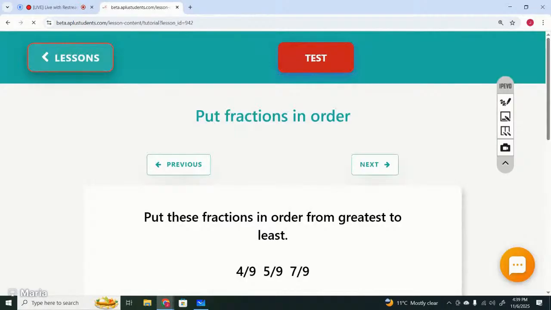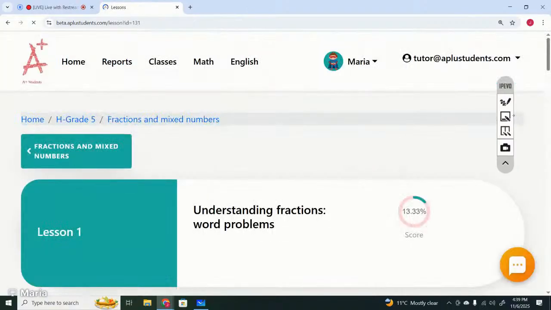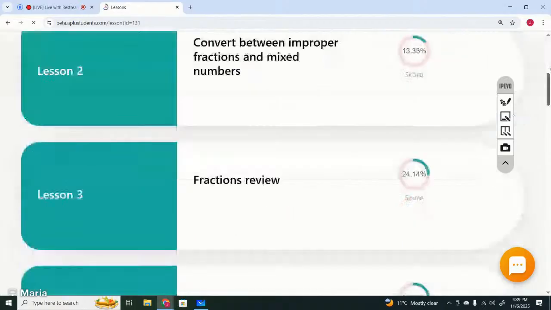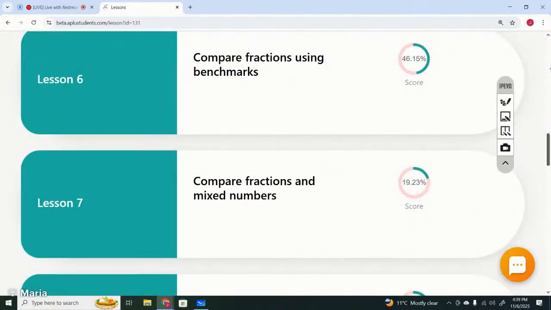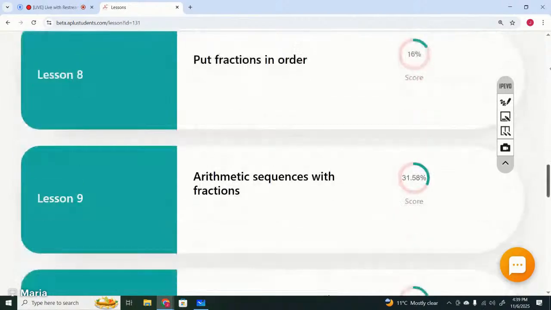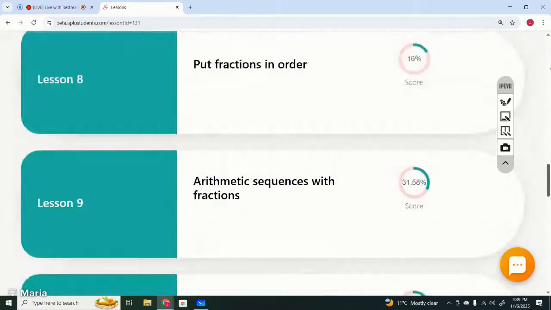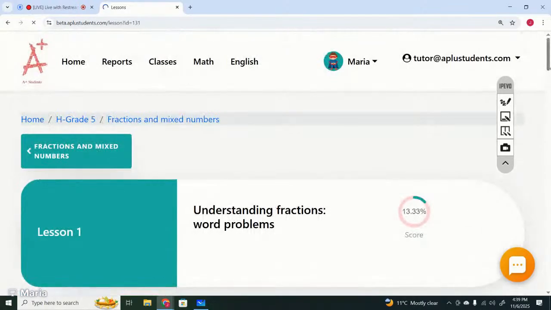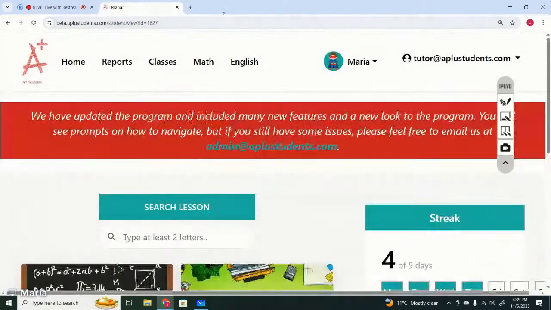So we were working on grade 5 math. The chapter we were working on is fractions and mixed numbers. The lessons we have covered today are fractions and mixed numbers and put fractions in order. So please make sure to practice the lessons we just did before the next session. That is your homework until next session.